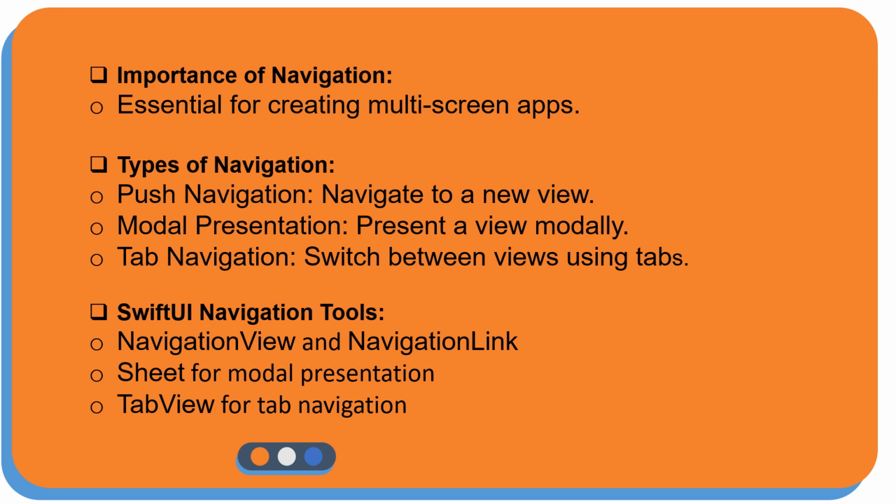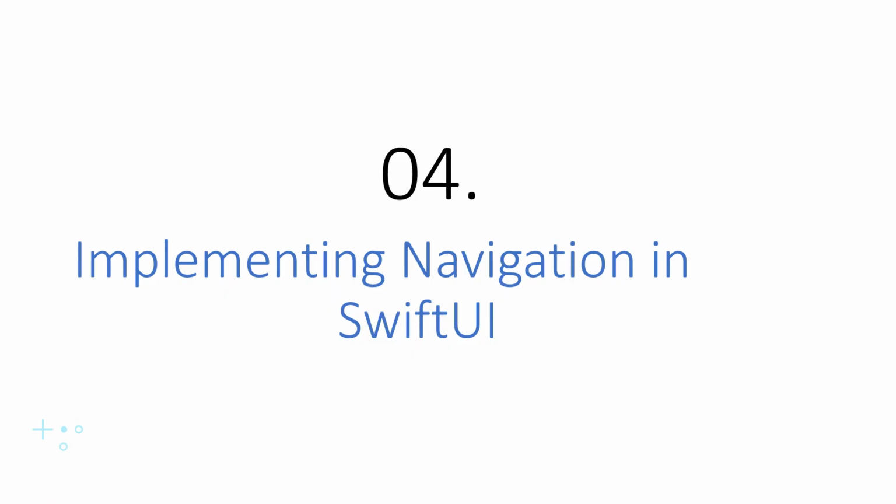The SwiftUI navigation tools are NavigationView and NavigationLink. By using a NavigationView and a NavigationLink, we can navigate between the different pages of the app. Sheet is used for modal presentation and TabView for tab navigation. So here is the basic code so that we can understand what navigation actually is.